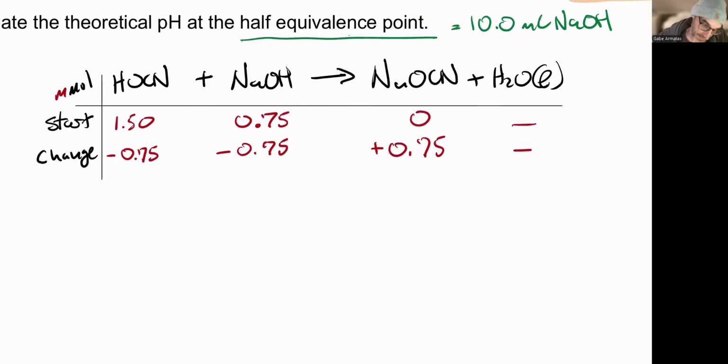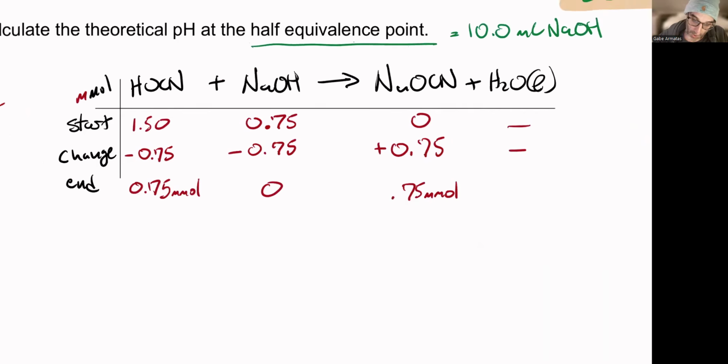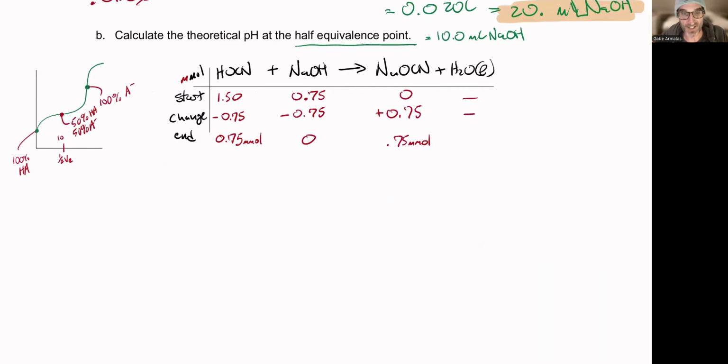So in the end, I should end up with 0.75 millimoles of my acid. Millimoles, that's important. 0 of my base and 0.75 millimoles of my base as well. So at the 1/2 equivalence point, I have half the concentration. We could have done that just from the get-go to say half the concentration, but that would not have helped because again, I can't just use the concentration because we have to think about the volume.